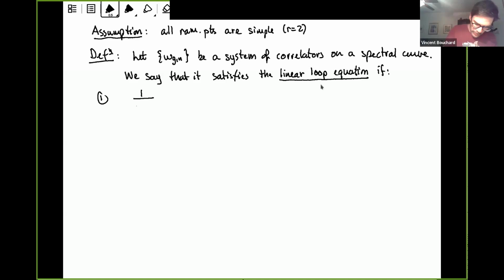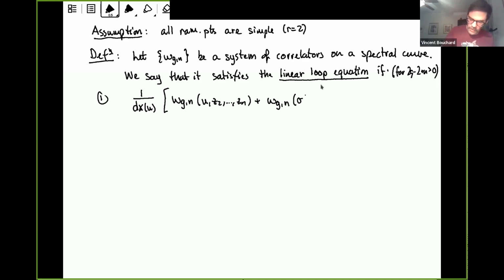So what you do is the following. Let me write it down. You take a correlator. I forgot to write this, but if this is satisfied, this is for all 2g minus 2 plus n greater than 0, so all stable correlators. So what you do is you take a correlator. The first variable is distinguished. You sum the same correlator, but with sigma of u as the first variable. Remember, sigma is this local involution near a ramification point. So this is only locally defined near a ramification point.